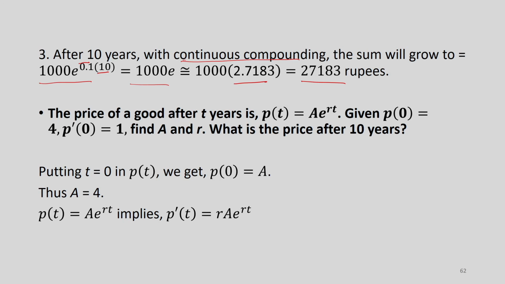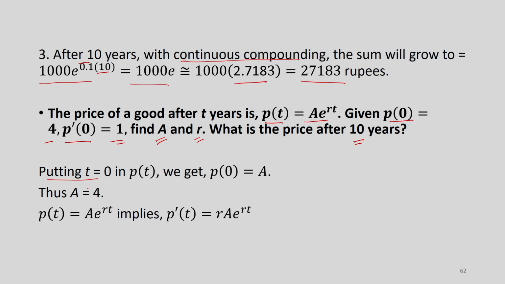I think I will take up the last question in this lecture now. The price of a good after t years is given by P(t), and it has this functional form, A multiplied by e to the power rt. We are given this information that P(0) is equal to 4, that is price at time 0 is equal to 4, P'(0) is equal to 1, that is the derivative of the price with respect to time at t equal to 0 is equal to 1. I have to find out what is capital A and small r. These are not known to us. What is the price after 10 years? That also is a question.